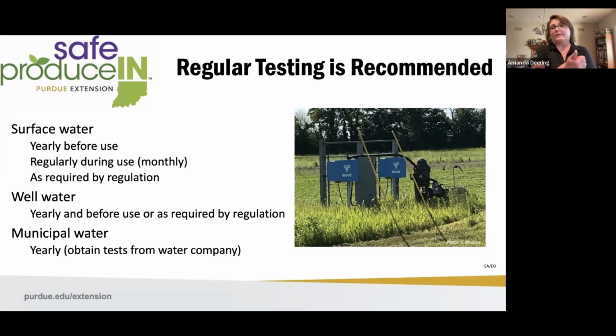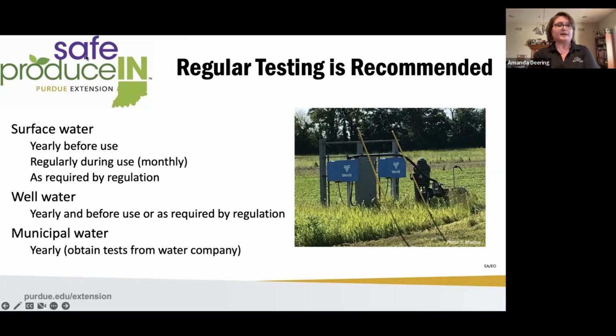And we're saying monthly only because surface water is risky, right? Like I said, you're going to have that fluctuation of bacterial growth and what those numbers are. So that's why we say monthly. But well water shouldn't change throughout the year, right? Unless you have surface water getting into your well somehow. So once a year, pull a test and test for generic E. coli. And then municipal water, you don't need to test because they do that for you.